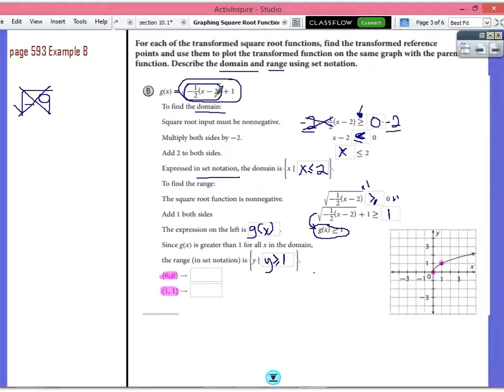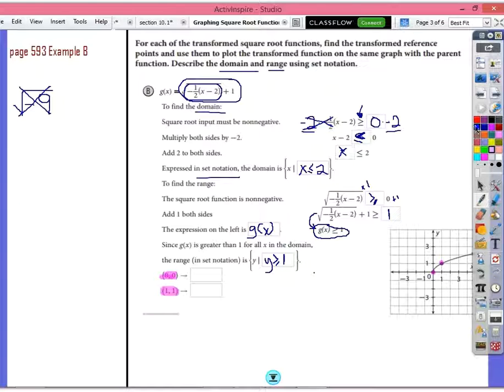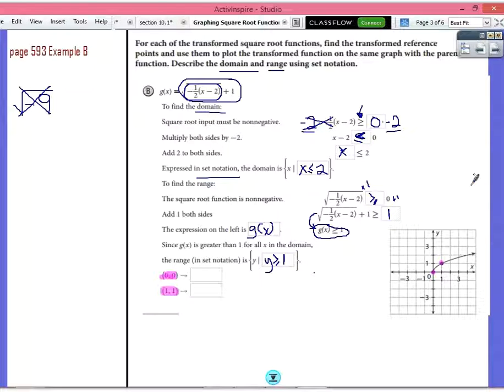Now the subtraction by 2 will move it right 2 units, and the outside addition by 1 will move it up 1 unit. So that point will shift to 2, 1.